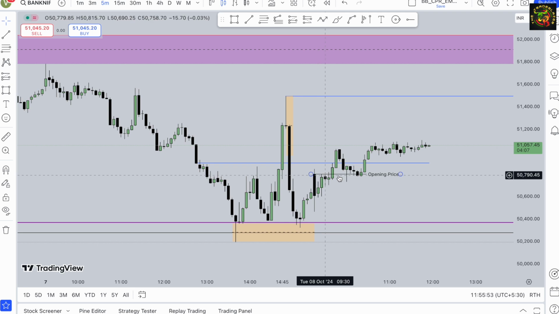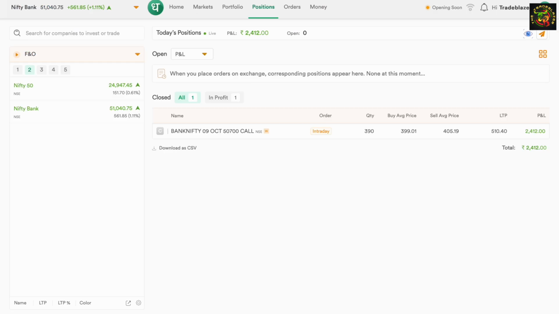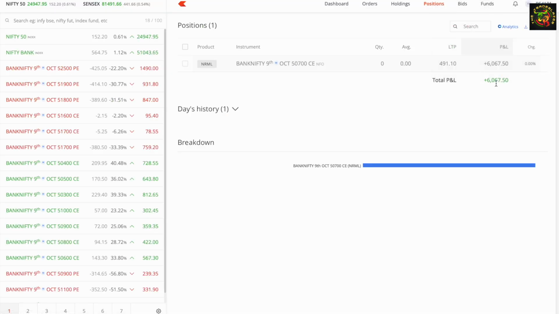So based on that logic, once this rejection had happened, in this candle I entered somewhere here on top of the opening price, then added my last quantity here, and then captured this portion over here. This was my trade today. With that I made a profit of around 2400 in Dhan, and in Zerodha I have traded as well. There I made a profit of about 6000. So it's an overall 8500 of profit for today.